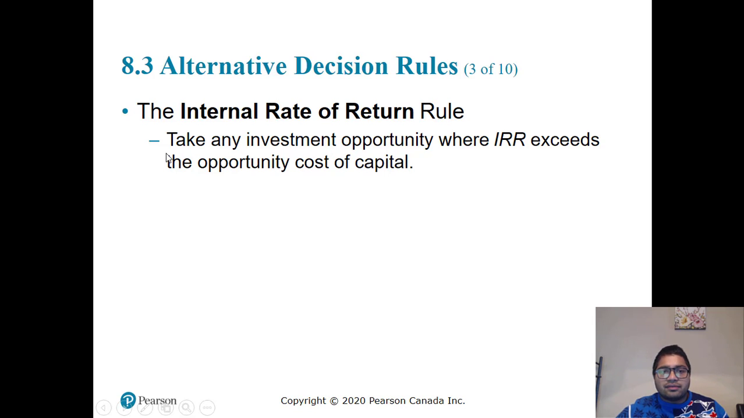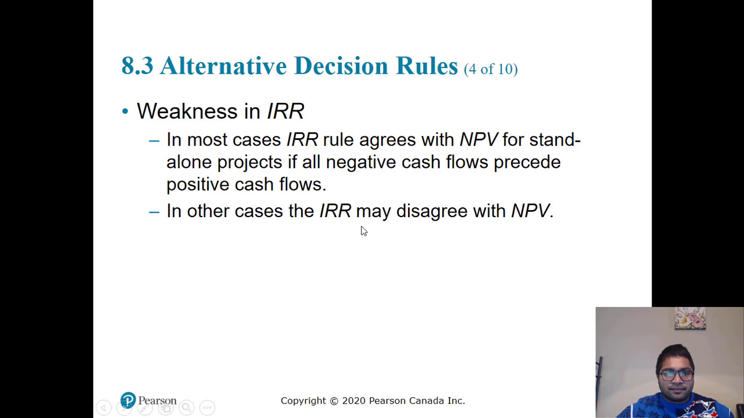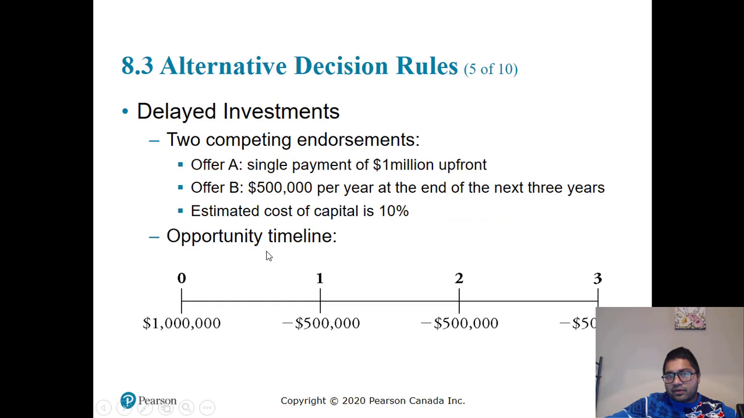Next is internal rate of return. So take any investment opportunities where IRR exceeds the cost of capital. So the rule for IRR: if IRR is more than the cost of capital, you should accept it. If IRR is less than the cost of capital, you should reject it. Weakness of IRR: in most cases, IRR agrees with NPV for standalone projects if all negative cash flows precede the positive cash flows. In other cases, IRR may disagree. So if cash flows are switching from positive to negative, IRR gets confused. So you can't calculate it, right? There are multiple IRRs in that case. So in that case, there is weakness.